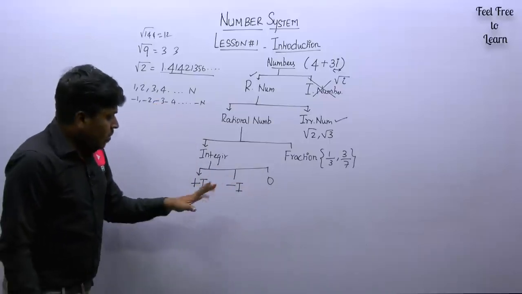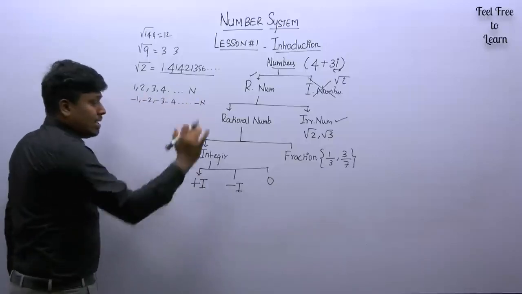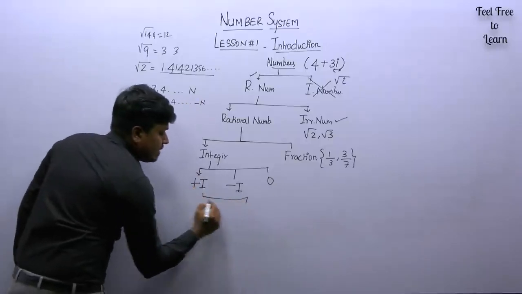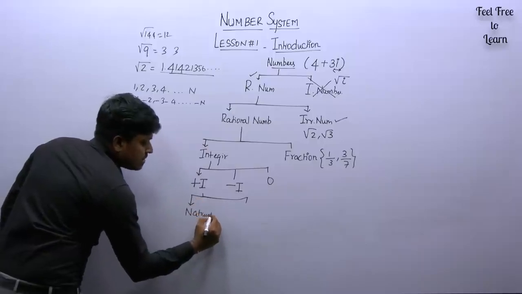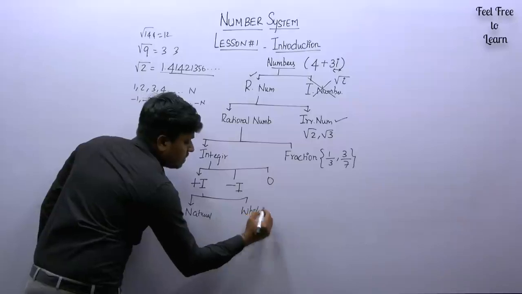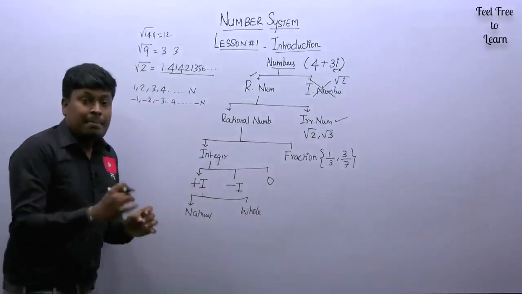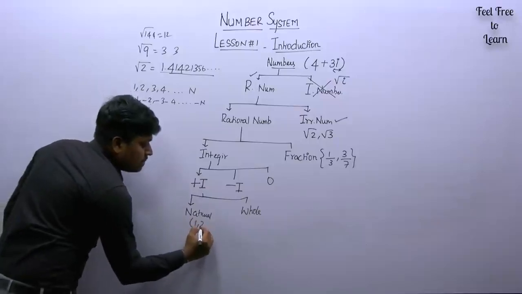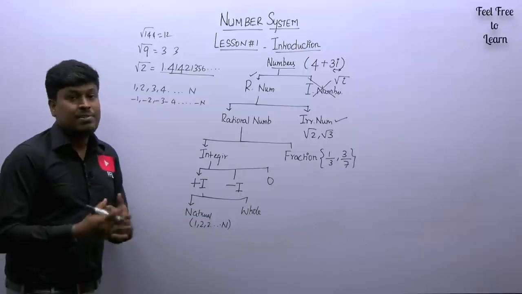Got it? So now let me take the positive integers. Positive integers are what? 1, 2, 3, 4. This positive integer is categorized into two parts. One is the natural numbers, the second is the whole numbers. Everyone knows it. What are natural numbers? Numbers that start from 1, 2, 3, 4 until n are called natural numbers.